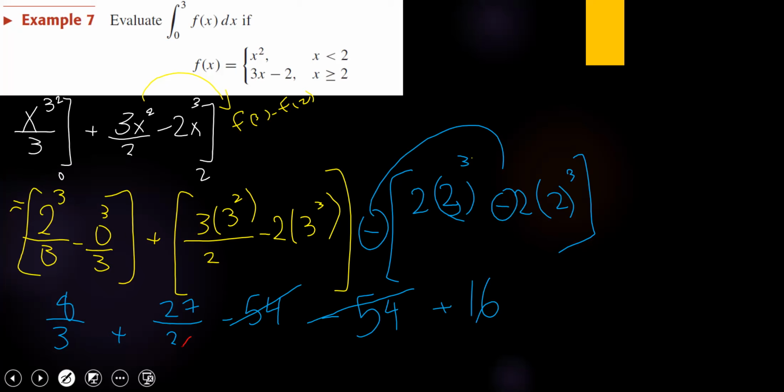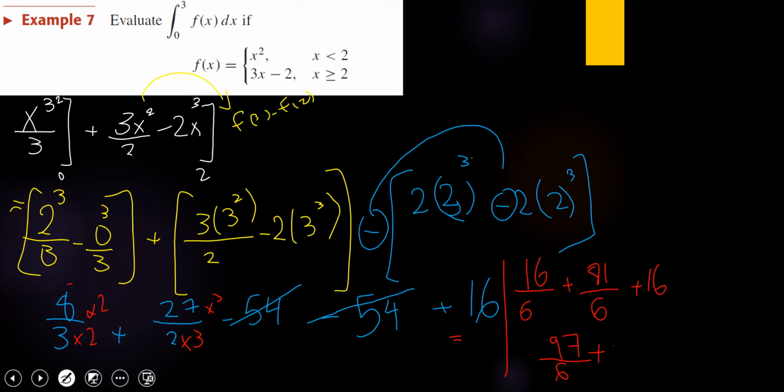Then here let's multiply by 3, by 3, by 2, by 2. So we have 8 times 2, which is 16 over 6, plus 27 times 3, which is 81 over 6, plus 60. 16 plus 81 is 97 over 6 plus 60. Let's simplify it now, so the answer will be 32.1. This is the integration of f of x from 0 to 3.